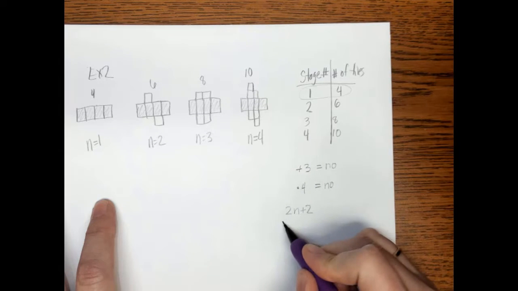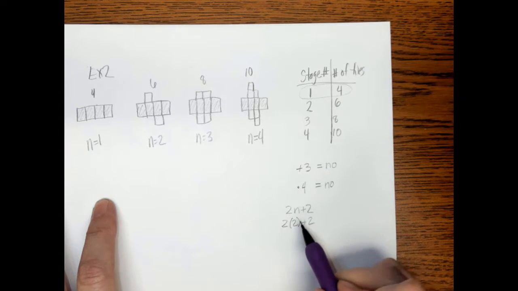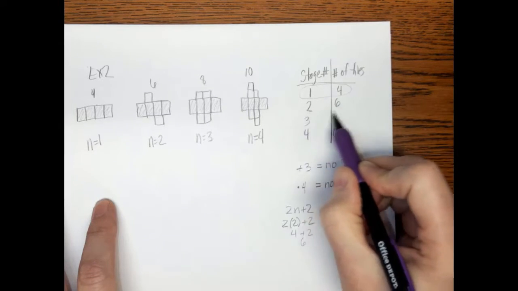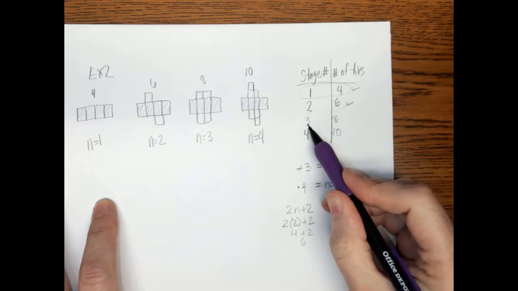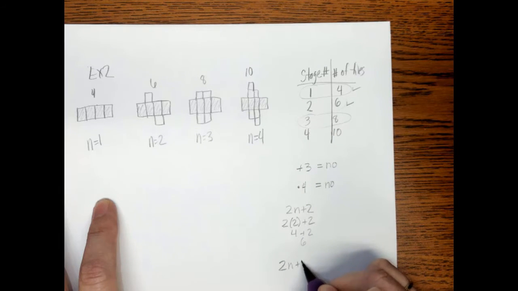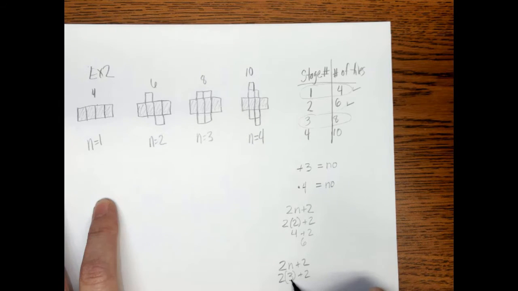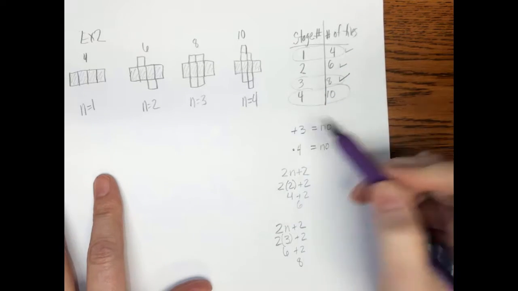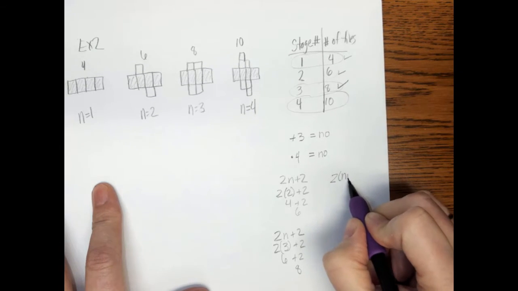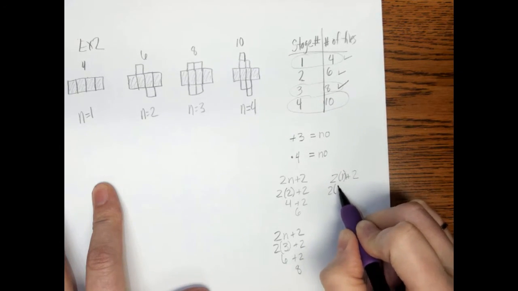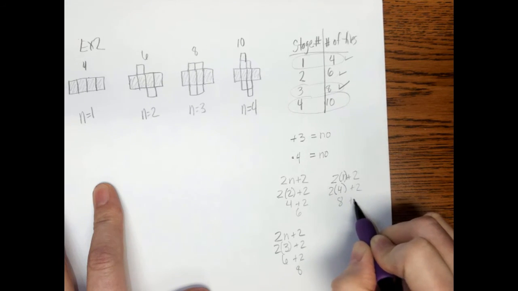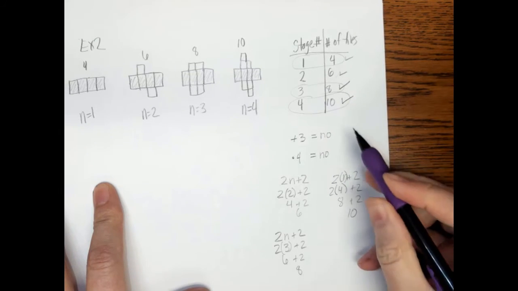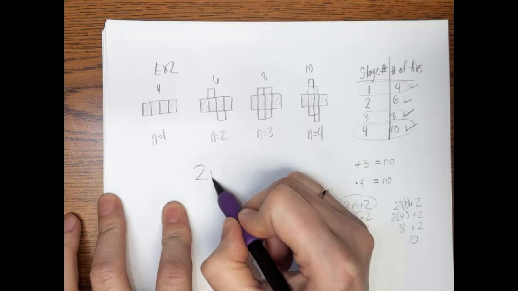Let's plug in stage 2 and work it out. Let's evaluate this. 2 times 2 is 4, plus 2 is 6. That works. Now let's try it for stage 3. So I'll write the expression down again, and I'm going to plug in the 3 for stage 3 for n. 2 times 3 is 6, plus 2 is 8. That works. Now let's try the 4. I'm going to write my expression down again, and then I'm going to plug in 4 for n and solve. 2 times 4 is 8, plus 2 is 10. That works. The rule that makes this true is 2n plus 2.